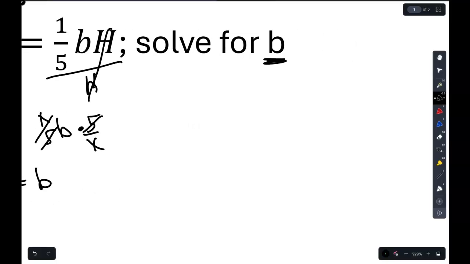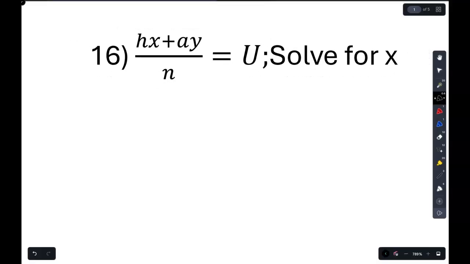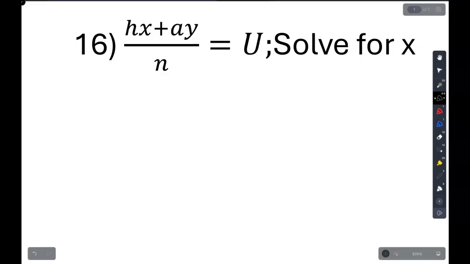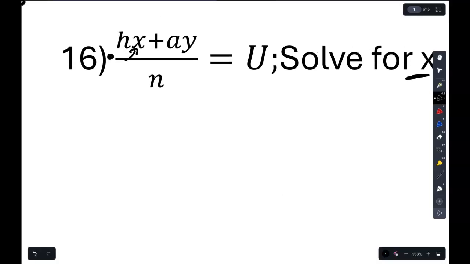Moving on. 16. This one seems a little bigger here, so it might take a few more steps, but that's okay. We want to solve for x. So we want to get this isolated by itself. First thing I want to move is this n. You do that by multiplying, because it's being divided into all of this. So we're going to multiply by n.